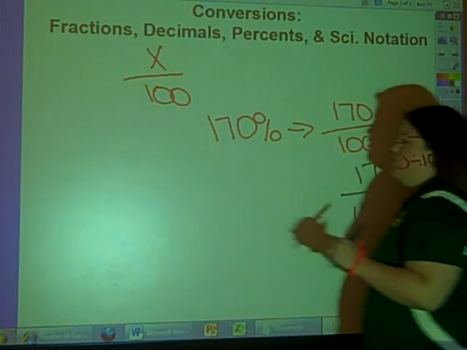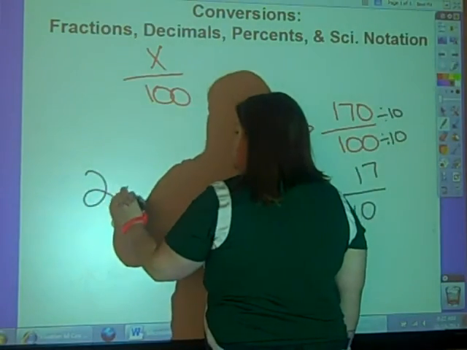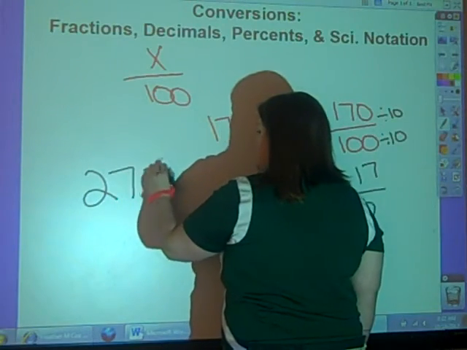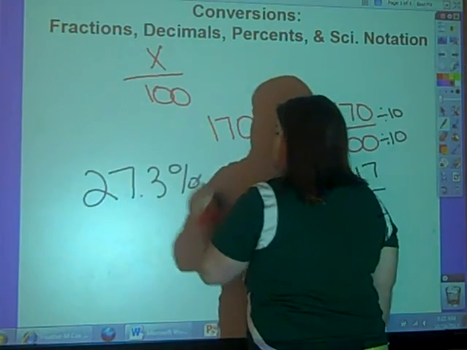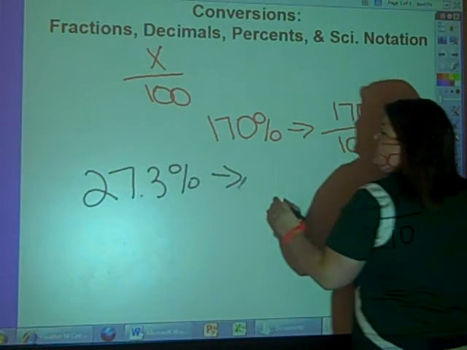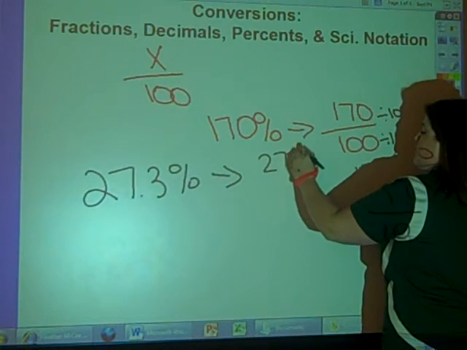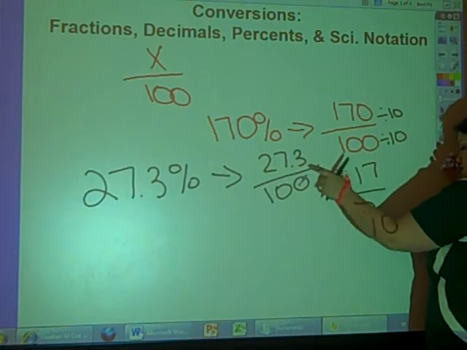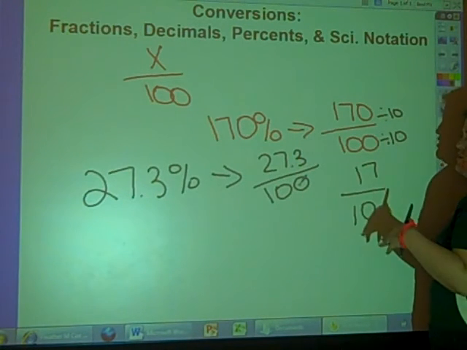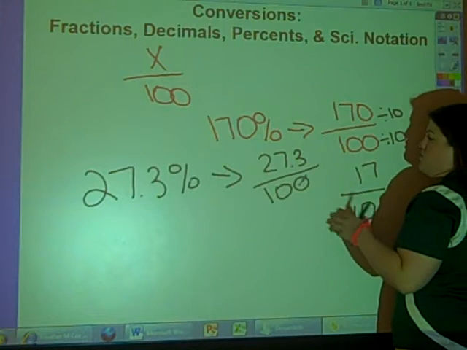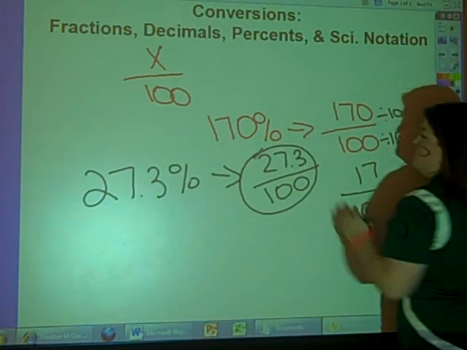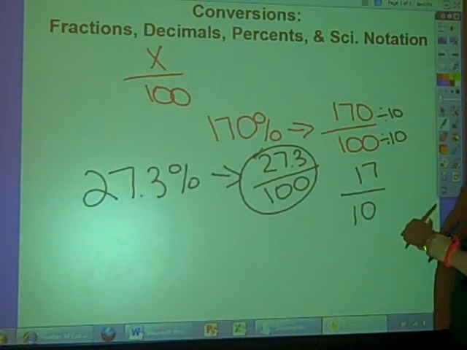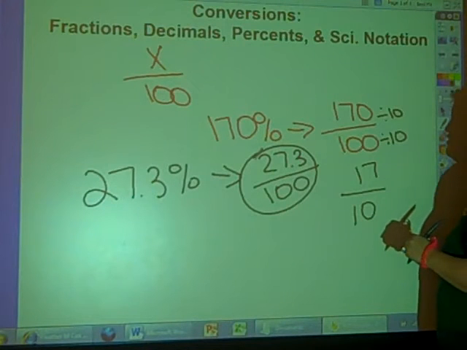Okay, so let's look at if we had 27.3%. So we want to rewrite it as 27.3 over 100. And if you have a decimal right there, just go ahead and leave it. Don't worry about trying to find a common factor. And so that's how you would turn that percent into a fraction.